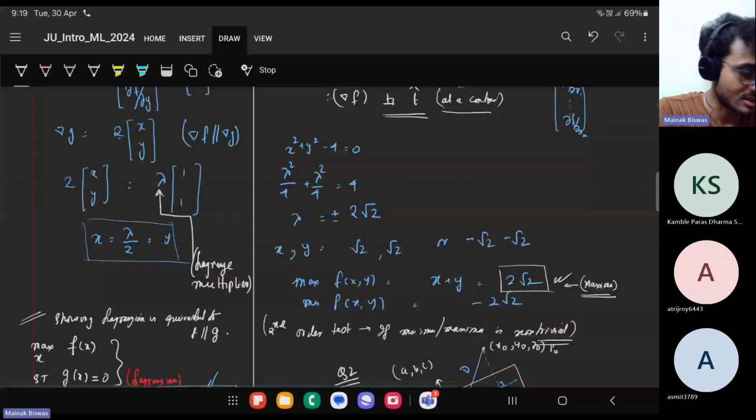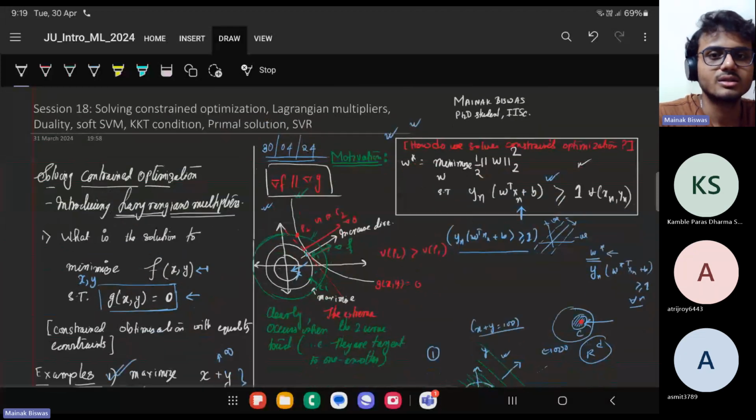I have changed the slide location, but it has not yet come to the screen. I think it is very slow today. Sorry for that.